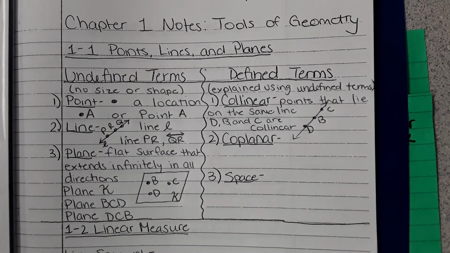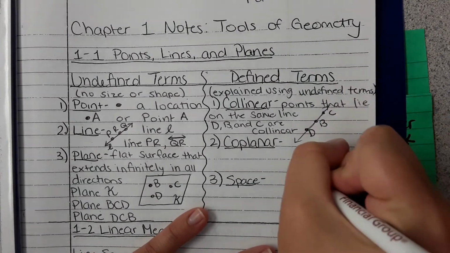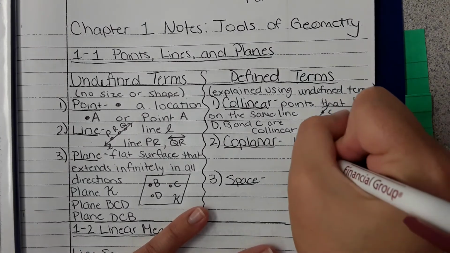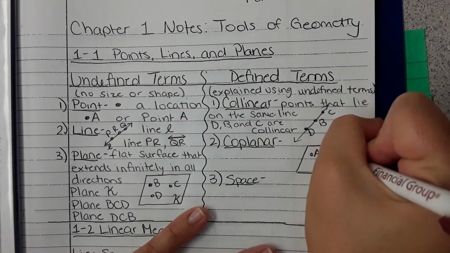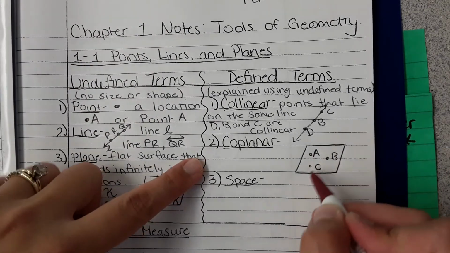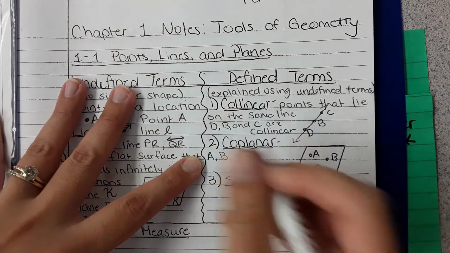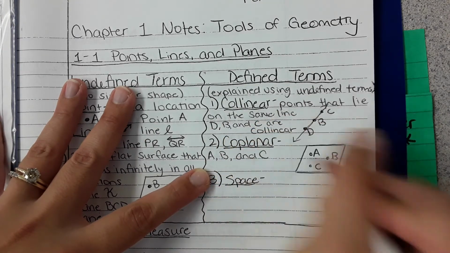And the next word, coplanar. You may be able to predict that this means that the points lie on the same plane. So just to draw that, we're going to have a plane. And on this plane, we'll have points A, B, and C. And because A, B, and C fall in the same plane, they are coplanar. So A, B, and C are coplanar.